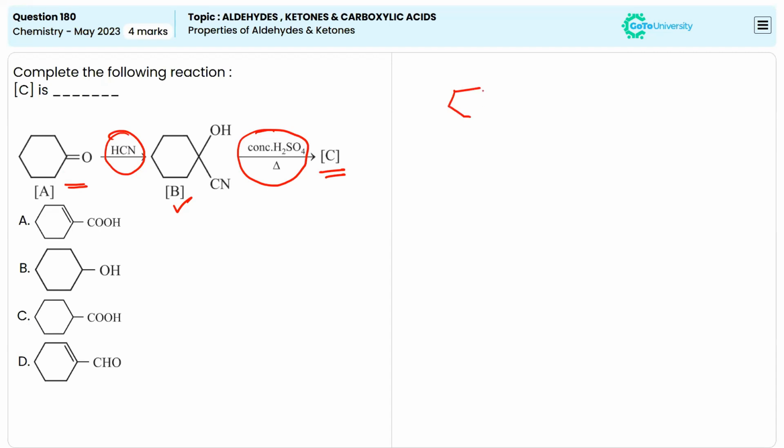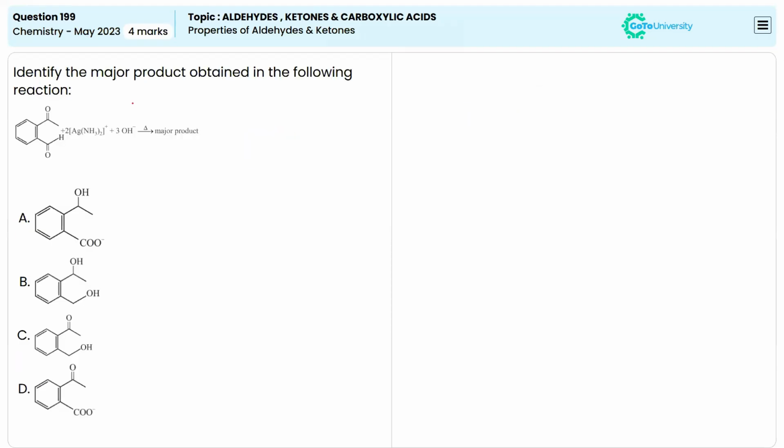Here, the benzene rings are connected together, and the reactant taken is the ketone. So we can see that the product obtained here will be a carboxylic acid. So here the correct answer is A.